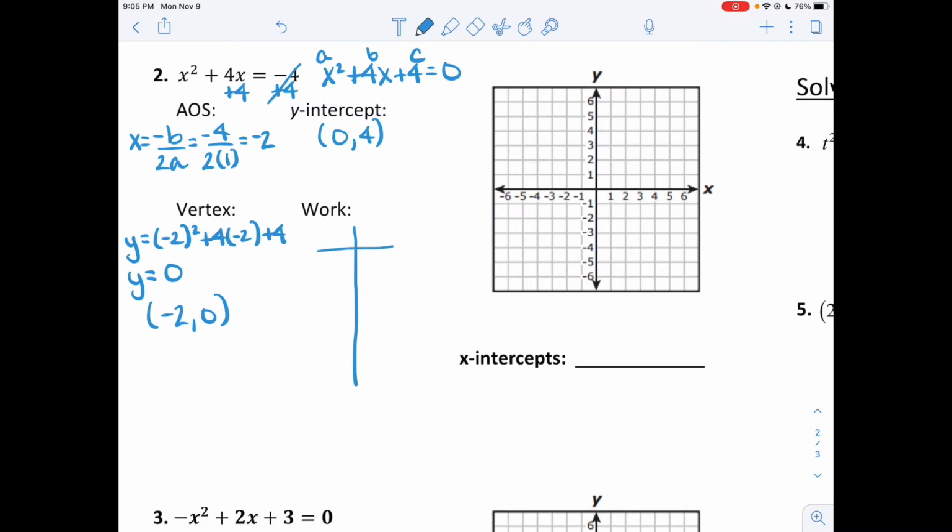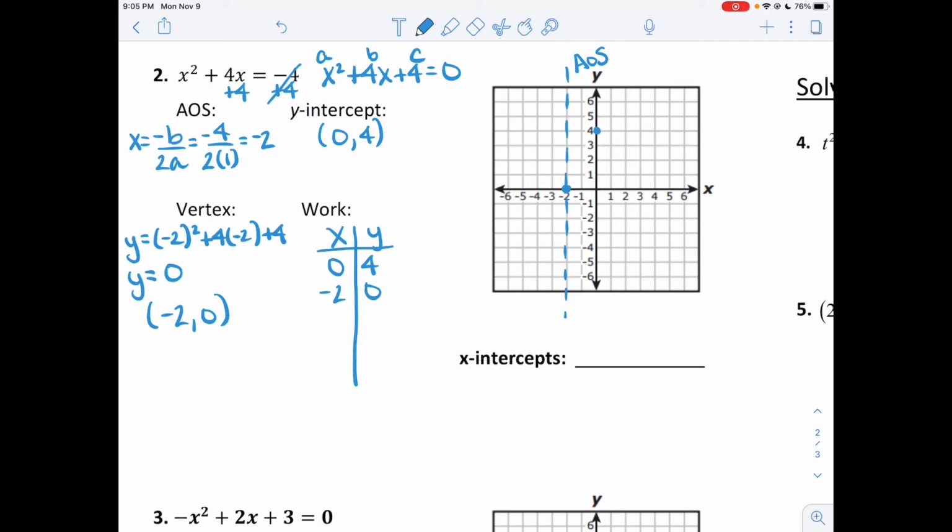So I'm going to go ahead and create an xy graph again, and I have 0, 4 and -2, 0. So let's go ahead and plot those. And my axis of symmetry is at x equals -2. So my axis of symmetry is here. I'll abbreviate that as AOS. And my vertex is at -2, 0, right here, and my y-intercept is at 4.